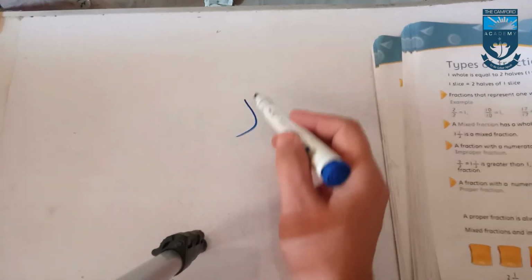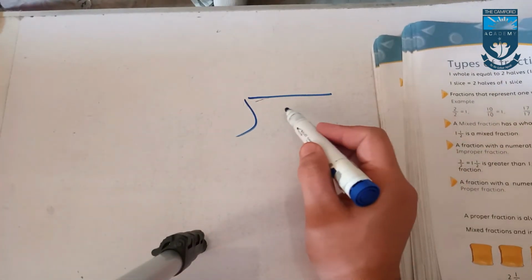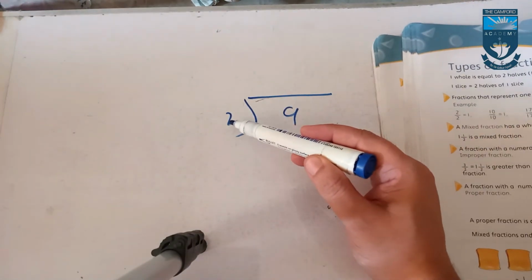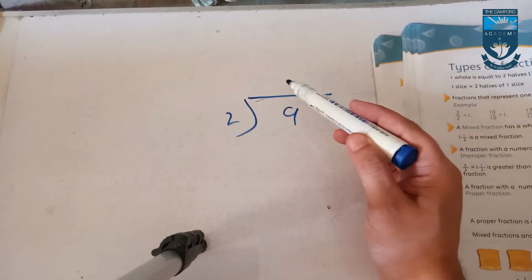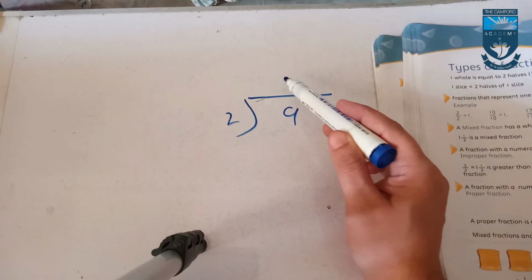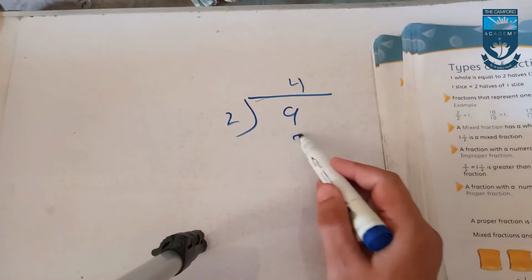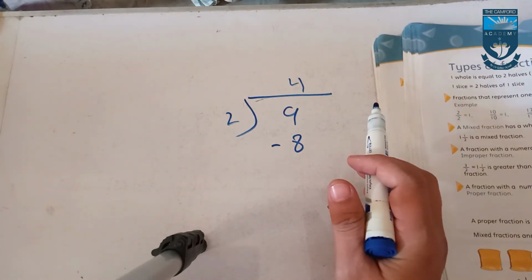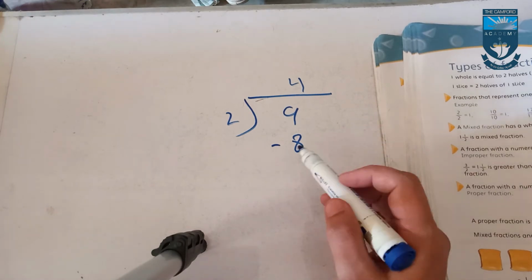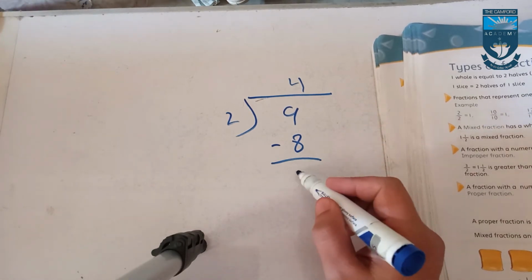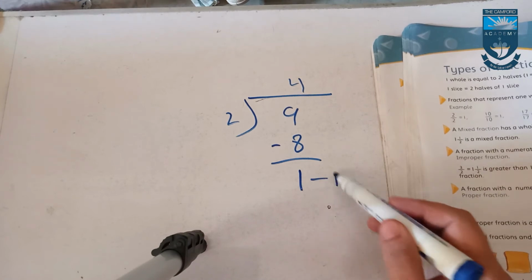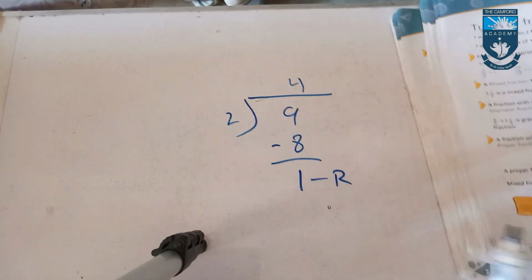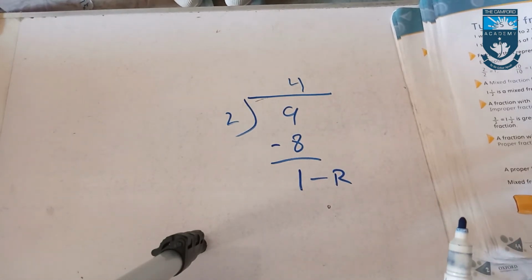Another example: if you divide 9 by 2, you know that we can multiply 2 up to 4, meaning 8. 2 multiplied by 4 gives 8, and when we subtract 8 from 9, we get 1 as a remainder. That means 9 cannot be divided perfectly by 2. It leaves behind a remainder.